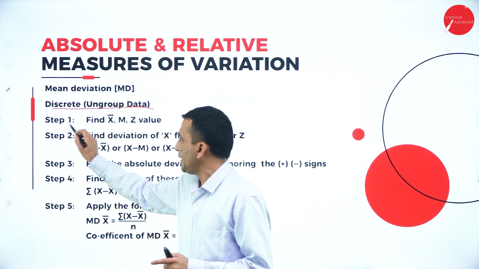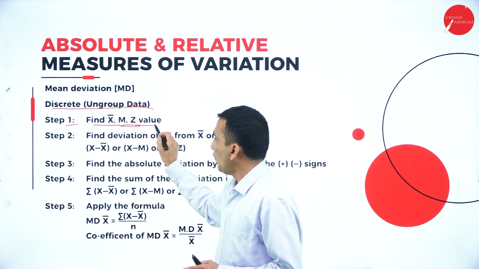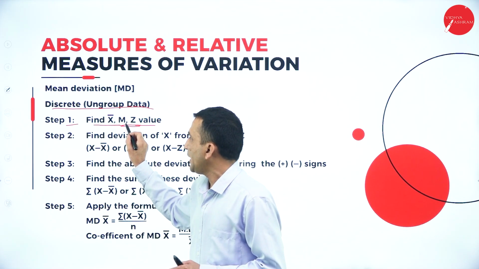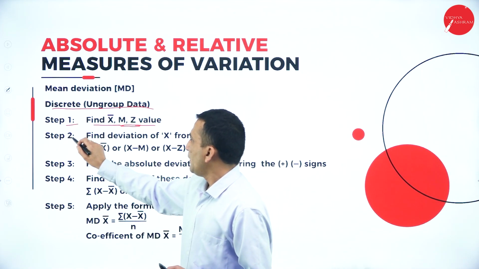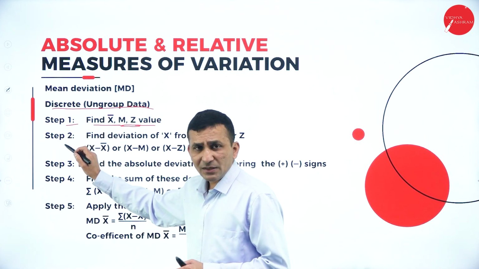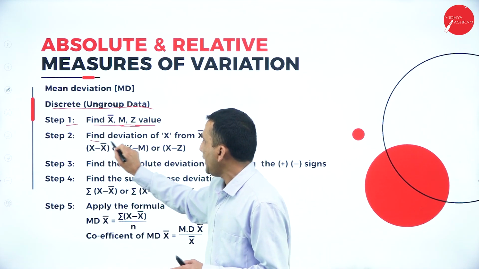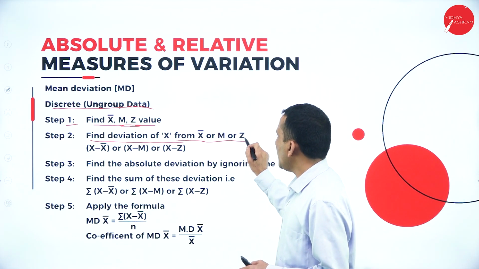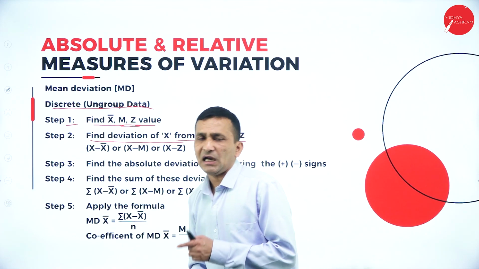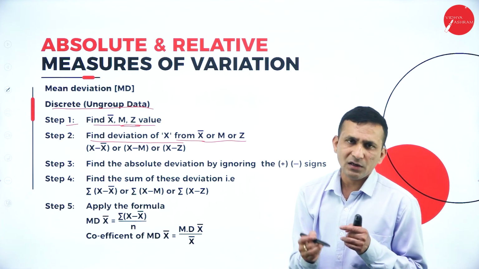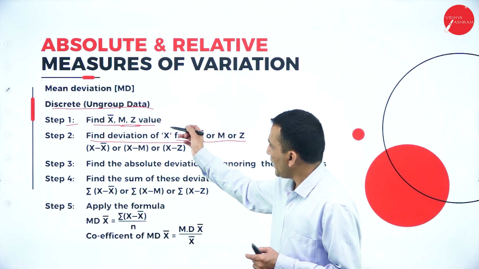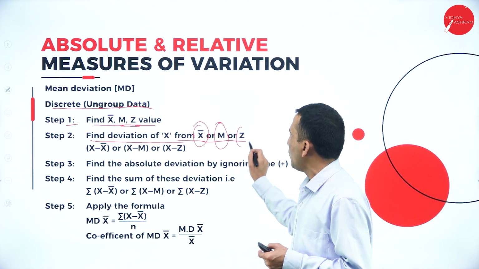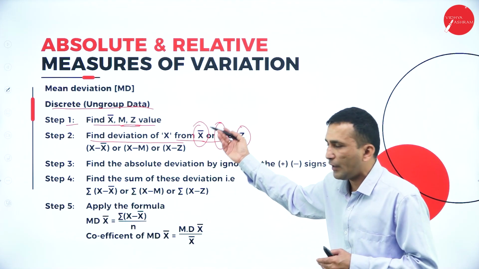Step 1 is to find X bar, median and mode. First we need to find the value of X bar, median and mode. Once the first step is completed, the second step is to find the deviation from the X bar, median and mode. For ungrouped discrete data, they may give a horizontal or vertical format. From the X series only we calculate the X bar value, median value and mode value.